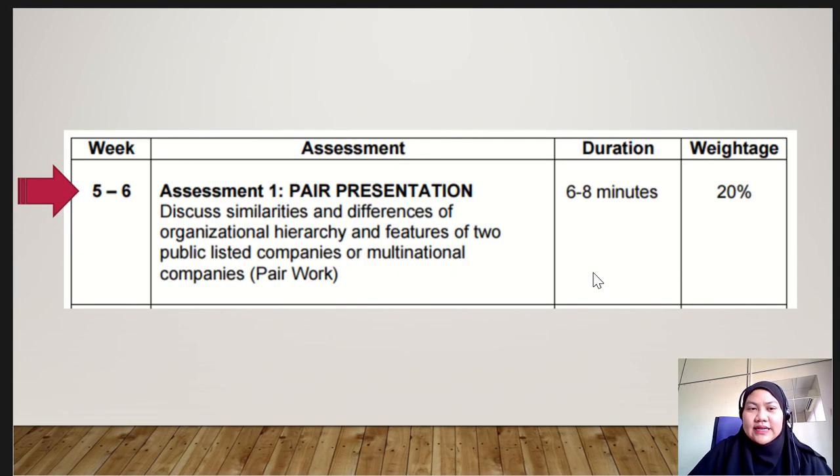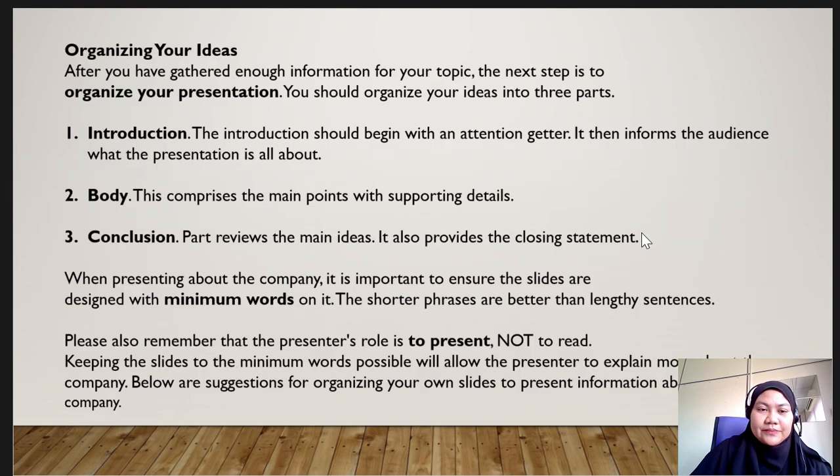Okay, the assessment is a pair presentation. You have to figure out two organizations that you are interested in, and they have to be public listed companies or multinational companies. The presentation is either recorded or live, I haven't talked about that yet. The duration should be 6 to 8 minutes. The weightage is 20%.